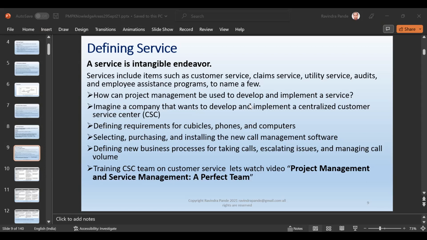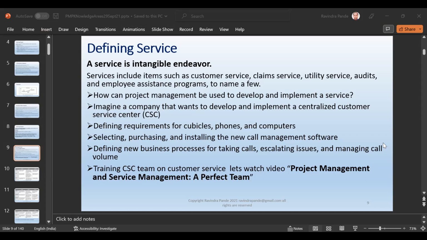Imagine a company that wants to develop and implement a centralized customer service center. It is normally referred to as a CSC. So what is a centralized customer service center? It's where we normally have some support desk. Let's say we have a 6-bench support desk. It means that there are 6 people around the clock, or at a particular time, to take either voice calls or to assist customers visiting their store.